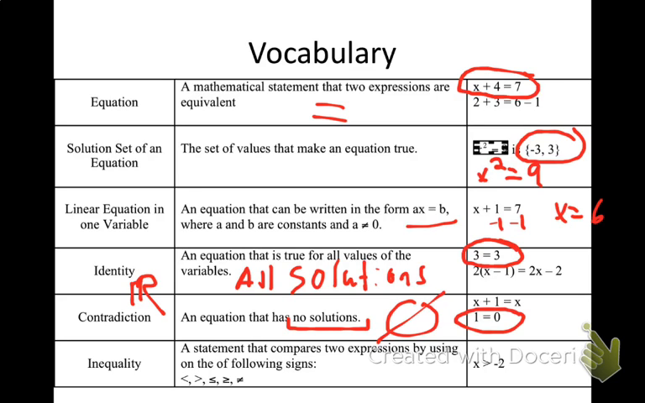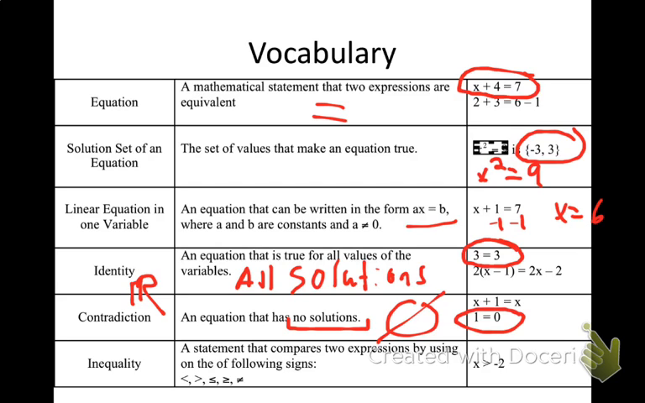And then next we have an inequality. We'll talk about inequalities at the end. An inequality is a statement that compares two expressions by using one of the following signs: less than, greater than, less than or equal to, greater than or equal to, or the not equal to sign. Really, inequalities are just like equations. There is just one difference.